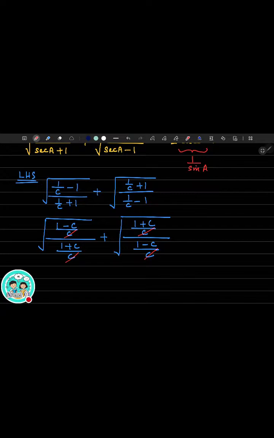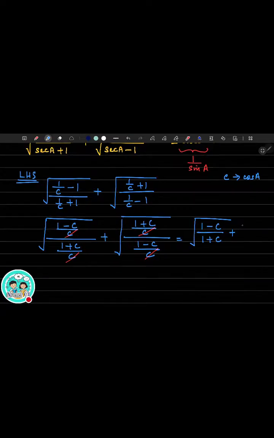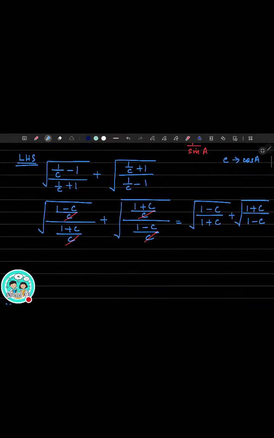What you are left with is just square root of (1 minus cos A divided by 1 plus cos A). I'm just writing C for cos A for simplicity. Divided by square root of (1 plus cos A divided by 1 minus cos A). You have to take the LCM now. So what is the LCM? Root of 1 plus cos multiplied by root of 1 minus cos.